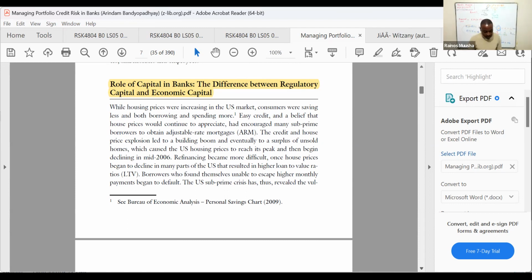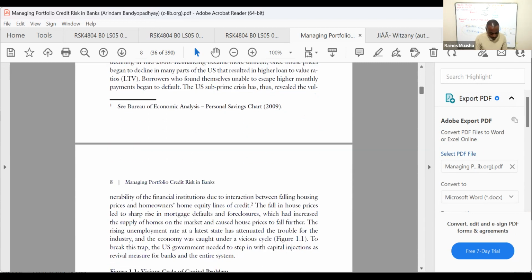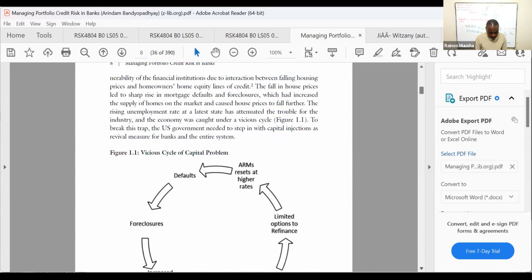So refinancing became more difficult once house prices began to decline in many parts of the US. That resulted in higher loan to value ratios. So borrowers who found themselves unable to escape higher monthly payments began to default. So the US subprime crisis has thus revealed the vulnerability of the financial institutions due to interaction between falling house prices and homeowners' home equity lines of credit.